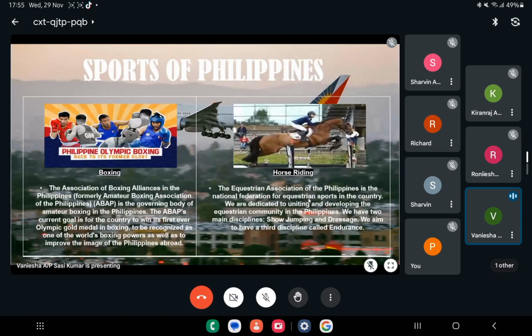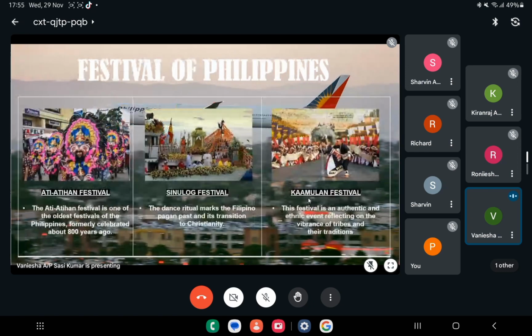The next one will be horse riding. The Equestrian Association of the Philippines is the National Federation of Equestrian Sports in the country. We are dedicated to uniting and developing the equestrian community in the Philippines. We have two main disciplines, show jumping and dressage. We aim to have a third discipline called endurance.